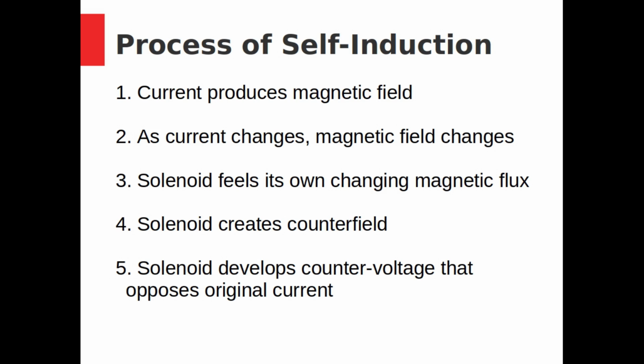So now the steps are as follows. The AC generator causes the current in the circuit to change. As the current in the circuit increases, the solenoid's generated magnetic field also increases. The solenoid feels its own changing magnetic flux. The solenoid opposes that changing flux by creating a counterfield. To do this, it must develop a counter voltage that opposes the original change in current. In short, the solenoid uses a change in current to create a counterfield that prevents further changes in the current.